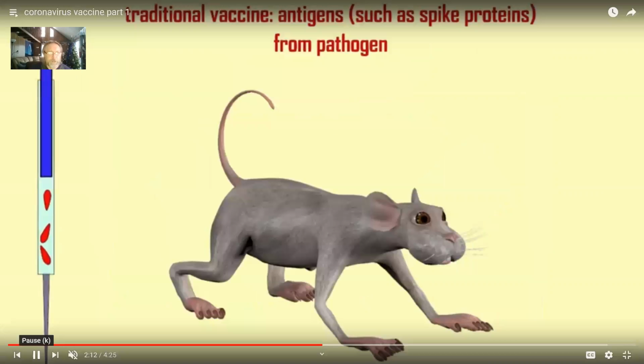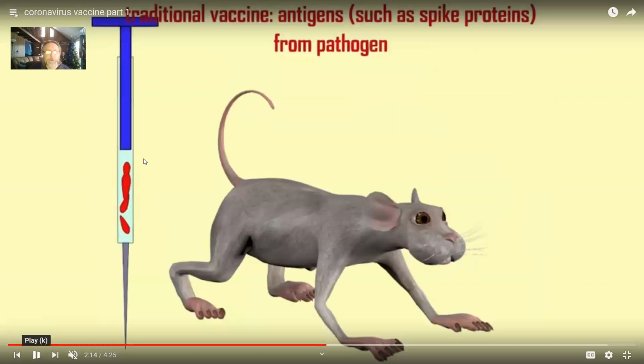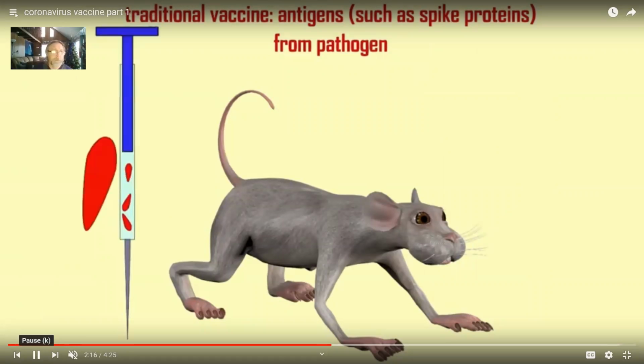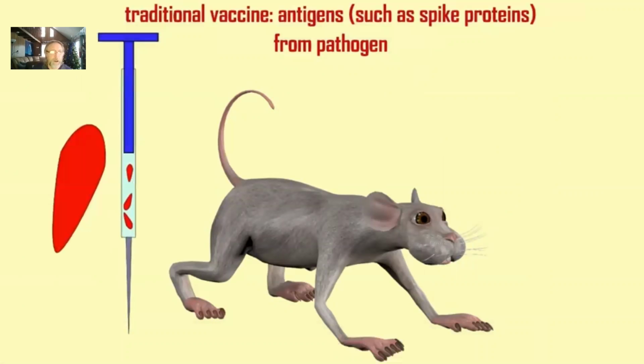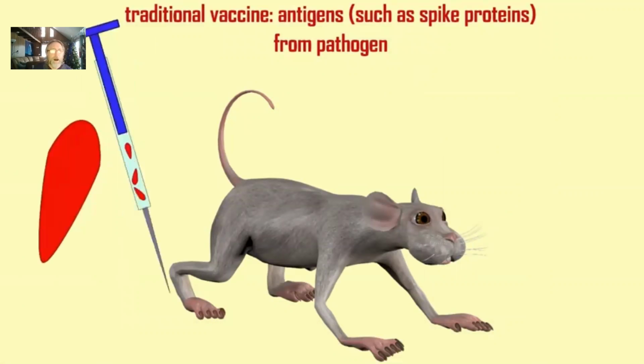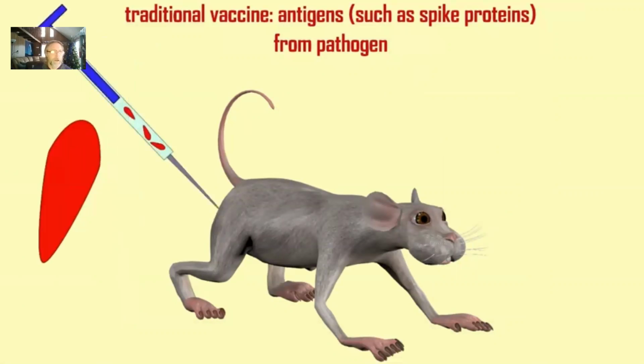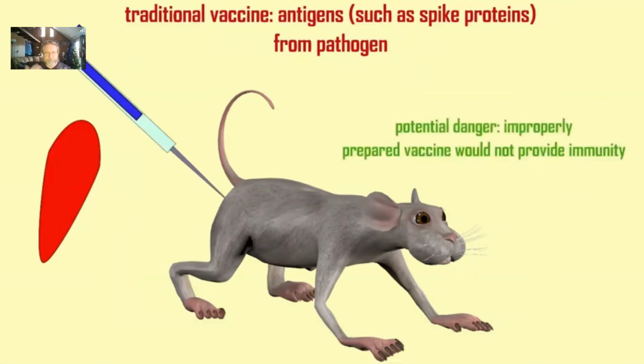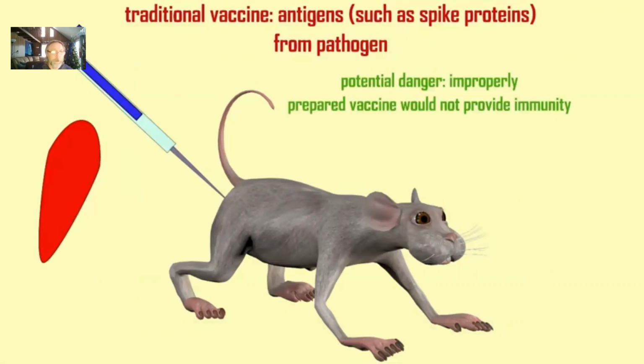Another way of making a traditional vaccine is if you could mass produce, say, the spike protein. If you could inject the spike protein into the host, now the immune system of the mouse would learn to recognize the viral spike protein and make antibodies against it. And so that would be a way of training the immune system.